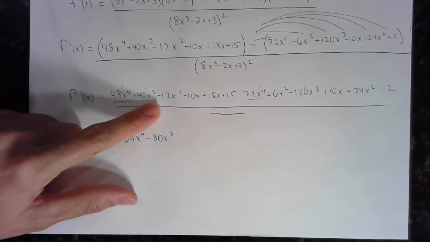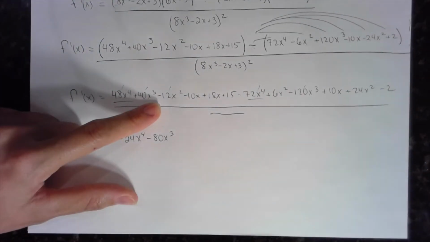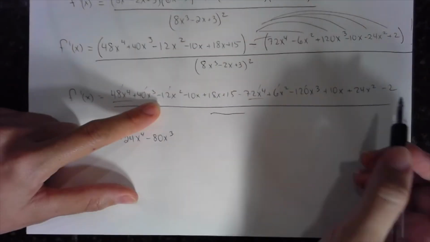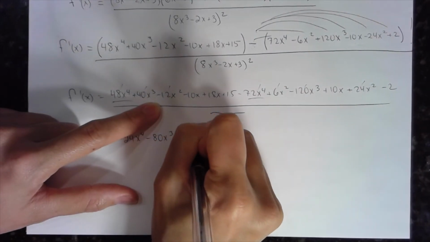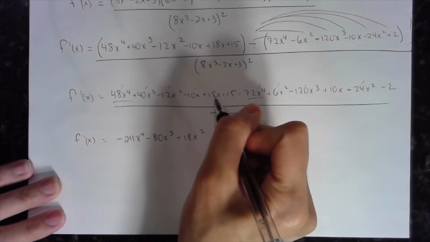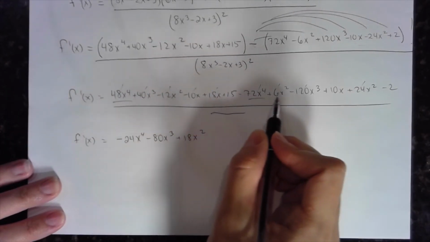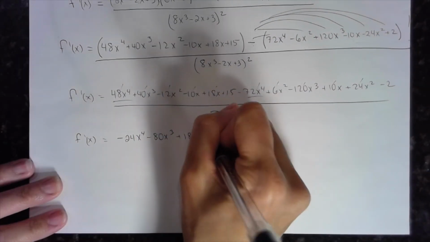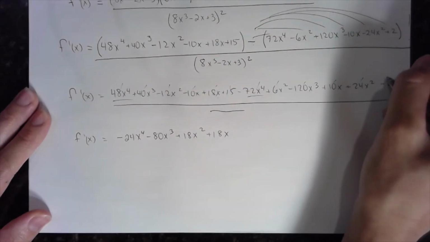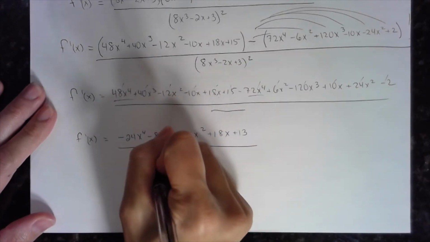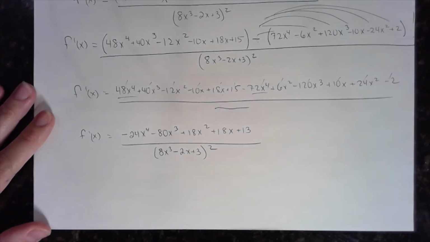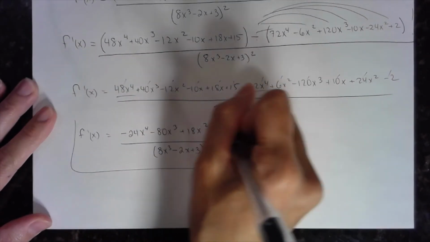I have a minus 12x squared plus a 6x squared and plus a 24x squared. So when I combine those, I get an 18x squared. I have a negative 10x plus 18x, which is positive 8, plus a 10, positive 18x. And then finally, a positive 15 minus a 2, which is plus a 13, all over this 8x to the third minus 2x plus 3 squared. Boom. There's my first derivative.